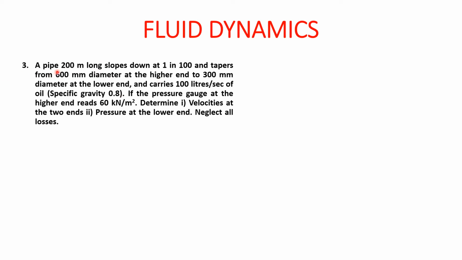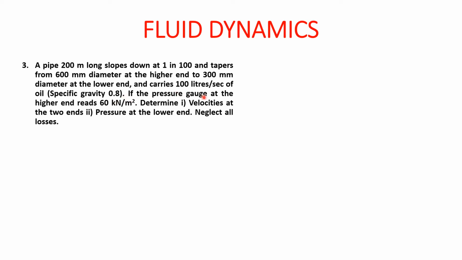There is a pipe of 200 meter long. It slopes down at 1 in 100 and tapers from 600 mm diameter at higher end and 300 mm diameter at lower end. Okay, so at inlet you will see there is a diameter of 600 mm at section 1, and at outlet, that is at the lower end, the diameter is 300 mm. And discharge, it carries 100 liters per second of oil which is having a specific gravity of 0.8. So see, in this problem water is not given, so we require specific gravity of oil, so that is 0.8. So oil is flowing through this pipe.